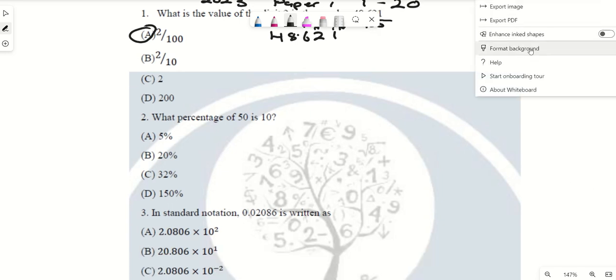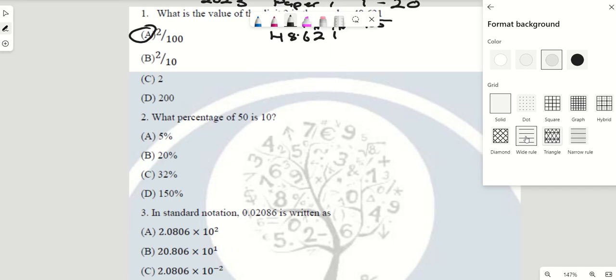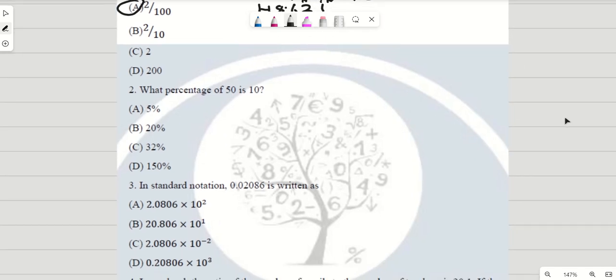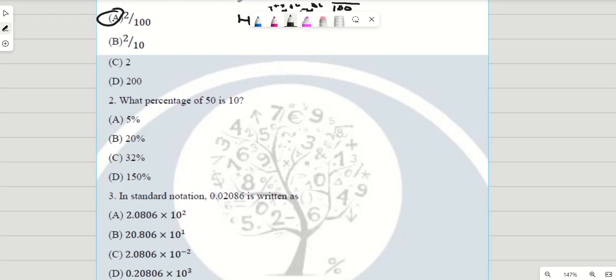All right. Then we're going to look at B. What percentage of 50 is 10? We have answers here, so we can do this several ways. We could say 5 over 100 multiplied by 50 over 1. Let's see if we get 10. No, you wouldn't even get 10. You'll get 5 over 2. That is not 10. So 5% is not the answer.